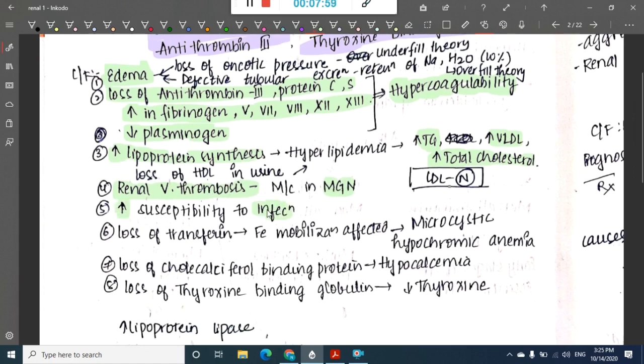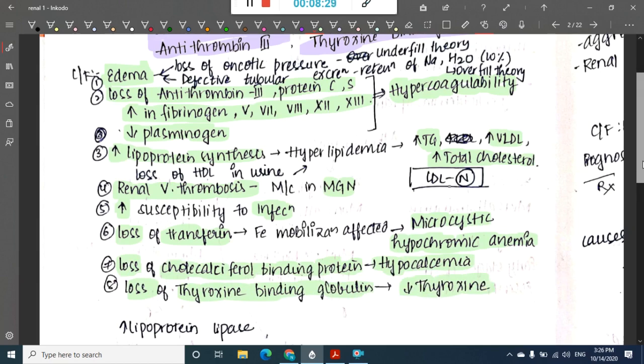There is increased susceptibility to infection. There is loss of transferrin. Because of loss of transferrin, iron mobilization is affected, thus causing microcytic hypochromic anemia. Then there is also loss of cholecalciferol binding protein. So as a result, there is hypocalcemia. There is also loss of thyroxine binding globulin, so there will be decreased thyroxine.